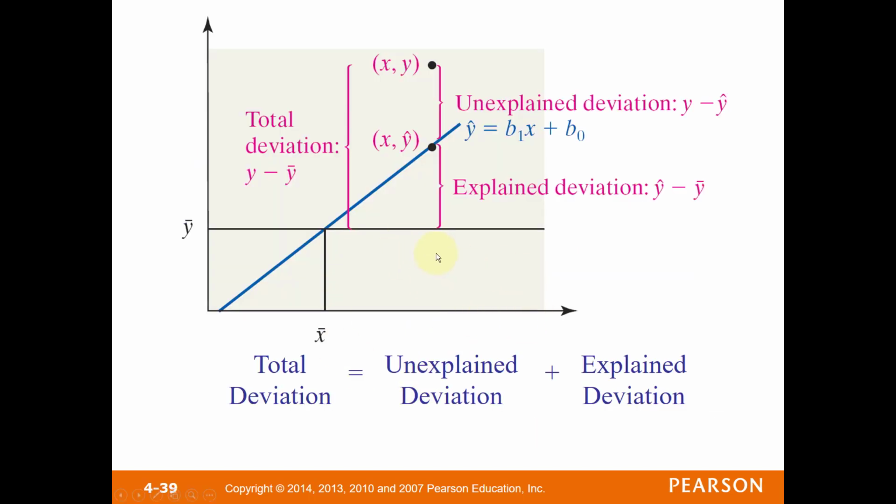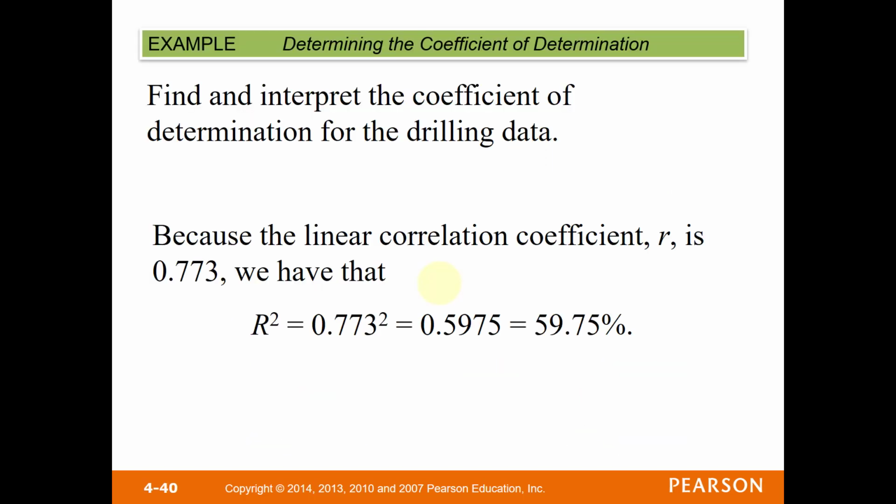The same picture. Total deviation, the distance between y bar and the data value. Explained by the model, the distance between y bar and the line. Unexplained, the distance between the line and the data value. Again, this will work even if the dot's way down here where the cursor is. The definitions hold true. But what we have is total deviation equals unexplained plus explained. So this is going to make this much easier.